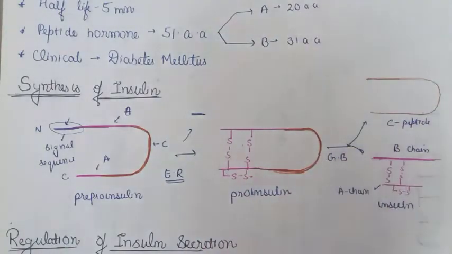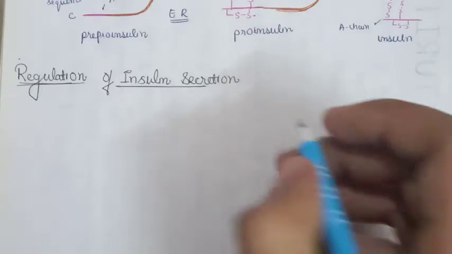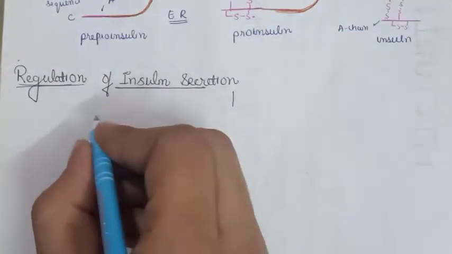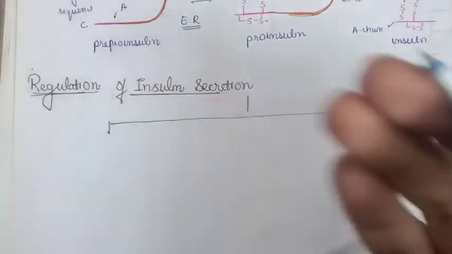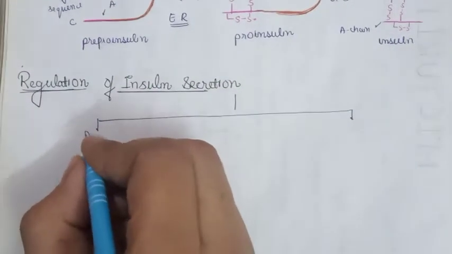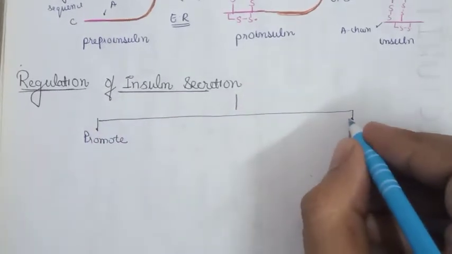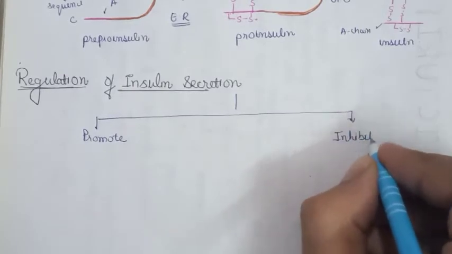Now let's see the regulation of insulin secretion, or what factors lead to the secretion of insulin. There may be some factors that promote the synthesis of insulin, and there might be some factors which decrease the synthesis of insulin. So let's see which factors promote insulin synthesis, and later we'll discuss which factors inhibit it.